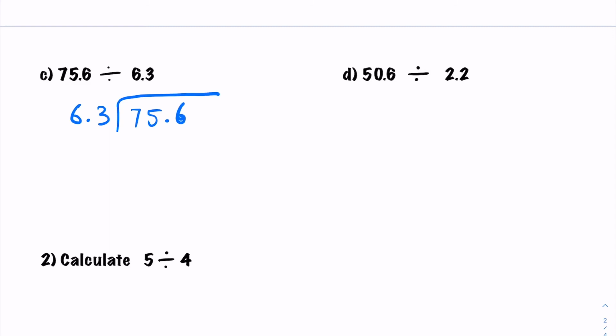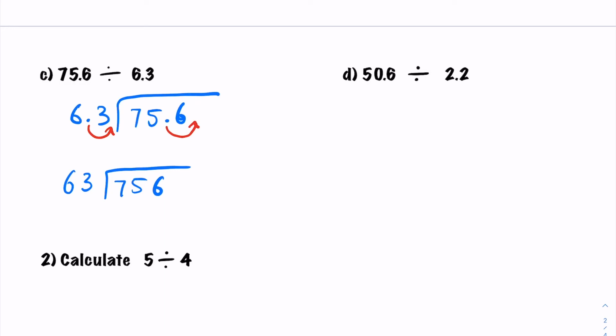Now, a quick trick you can use is you can move this decimal 1 to the right if you also do the same inside the bus stop. It's outside and inside the bus stop. As long as you do the same thing, then it's absolutely fine. And so just moving that decimal place 1 to the right in each of those numbers is just going to give you 63 here and 756. And so dividing 756 by 63 is going to give you the same result as dividing 75.6 by 6.3. So perfectly fine to do this. As long as you do the same inside and outside the bus stop, you're good to go.